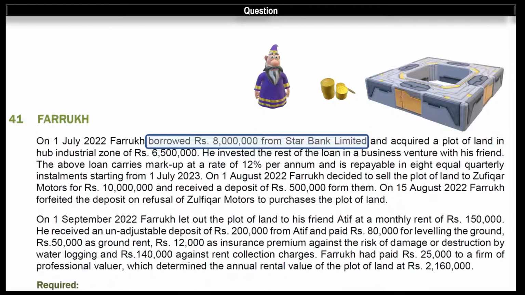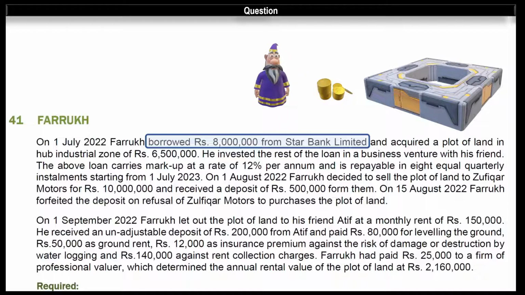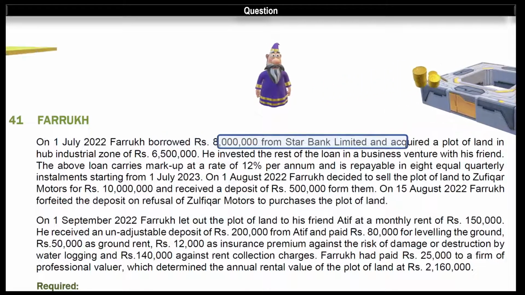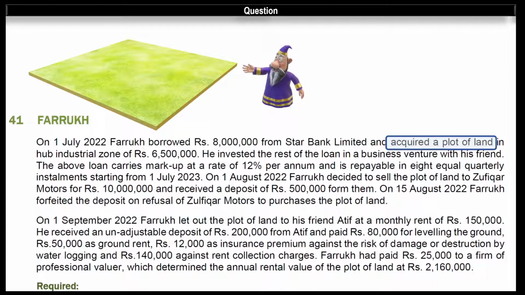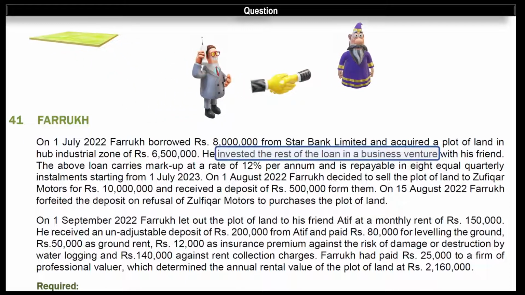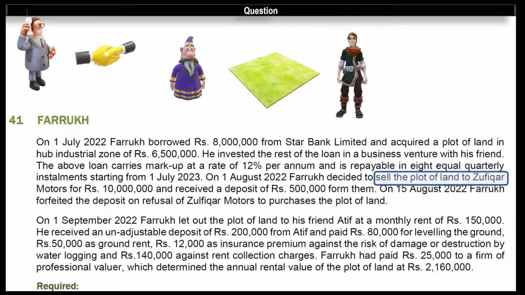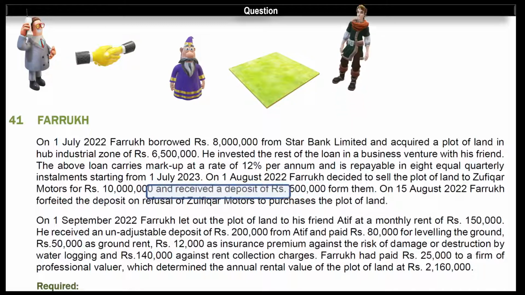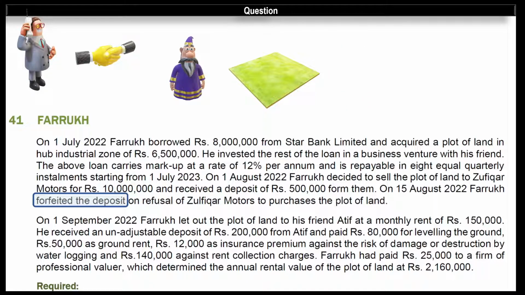Let's get into the story of question. Mr. Farrak has borrowed rupees 8 million from Star Bank Limited. With this money he acquired a plot of land. But he has spent only rupees 6.5 million for it. The remaining amount of 1.5 million has been invested in a business venture with his friend. Please note that the question does not provide any further information about business with friend. Mr. Farrak tried to sell plot of land to Zulfikar Motors. To sell this plot, Mr. Farrak received a deposit of rupees 500,000. This deposit was then forfeited by Mr. Farrak because the buyer failed to make the payment.